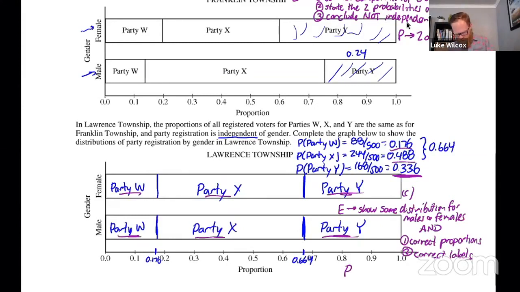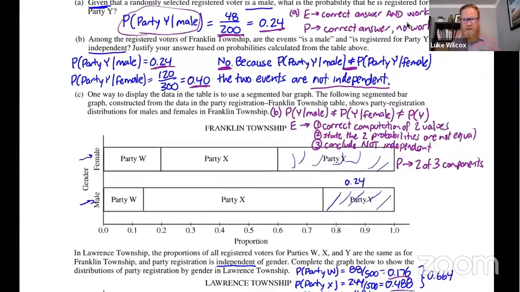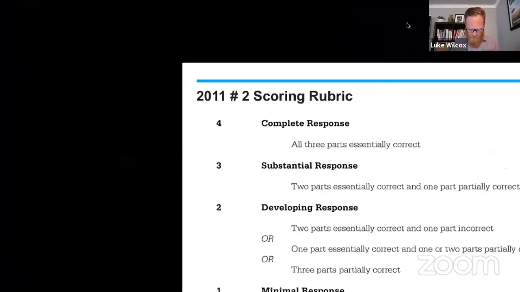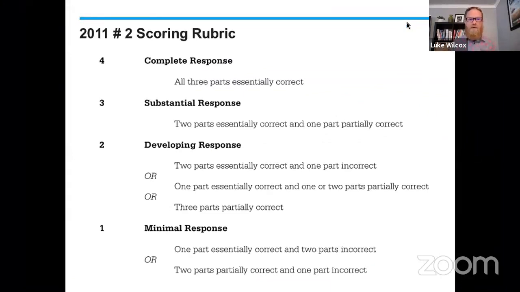Now, a partially correct would be if you showed that they are the same distribution for males and females, and then you just had one of the 2 components. So maybe you forgot the labels, and that would drop you down to a partially correct on that one. So you have 3 different parts that you graded, each one with an E, P, or an I. And here is the rubric for turning that into a score out of 4.